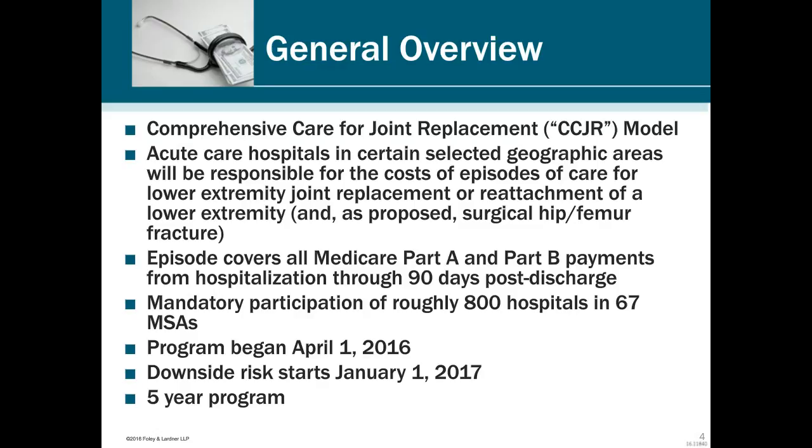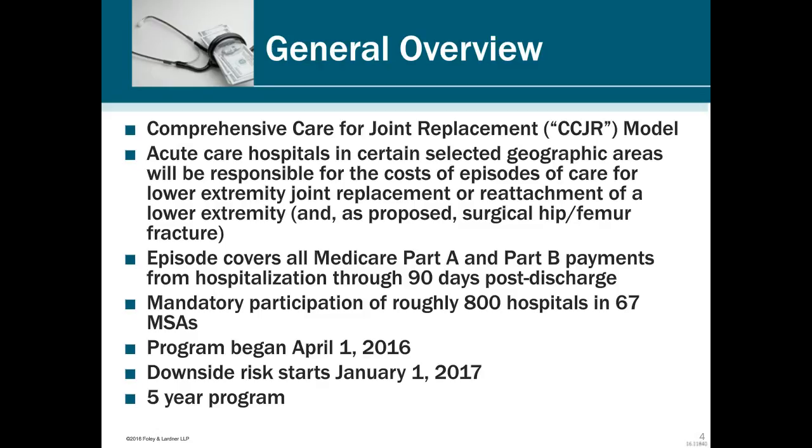during the entire episode of care, which is defined under the regulations as the admission of the individual to the hospital and concludes 90 days after discharge from the hospital. So that's the risk component, I think, that's going to generate the collaboration effort that we anticipate happening. So in a nutshell, it includes all Part A and B services for that 90-day period. It's mandatory in roughly 800 hospitals in 67 MSAs.